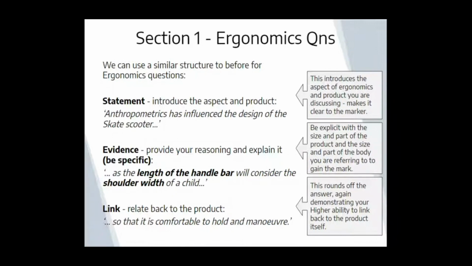For your evidence, you're going to provide your reasoning and explain it, but here is where you need to be very specific. This is your higher level ability coming in. Be explicit with the size and part of the product and the size and part of the body that you're referring to gain the mark here. So the length of the handlebar will consider the shoulder width of a child. If you know what the target market is for your product, mention them. If you know it's a product for children, make sure it's children you mention in your answer, but if it's for adults, you could just say human body.